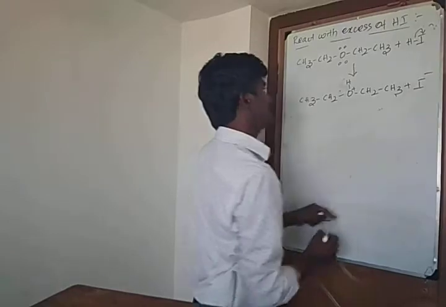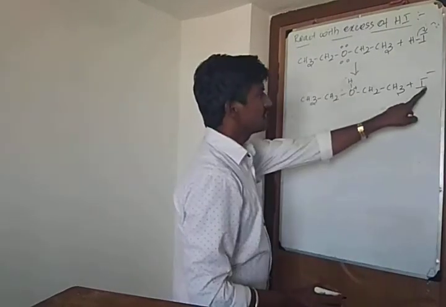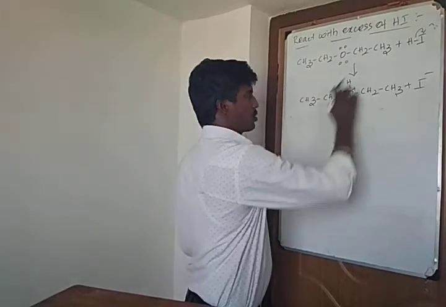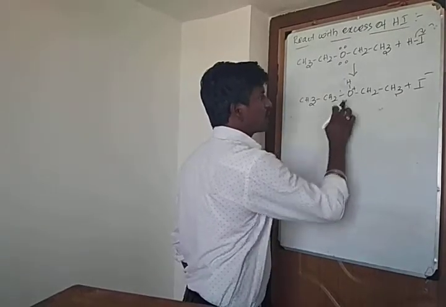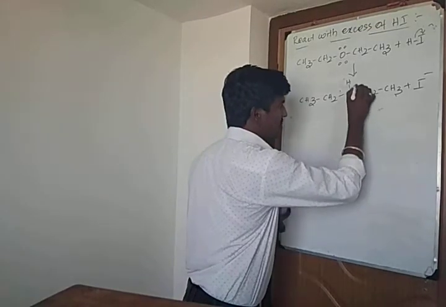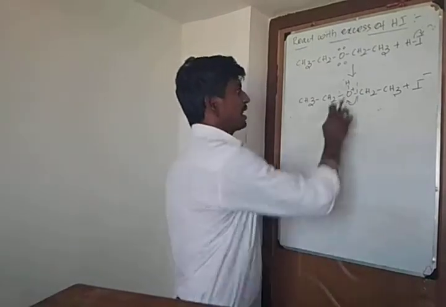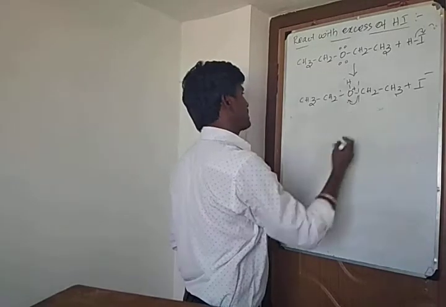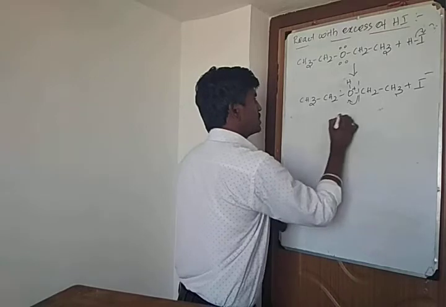Then this I minus combines with an alkyl group, any alkyl group. Compare carbon and oxygen. Which one is more electronegative? Oxygen. So oxygen takes one pair of electrons. Here the bond breaks. Already O plus, now gain of electrons, minus. Plus and minus, it becomes neutral. Okay, you can get alcohol.